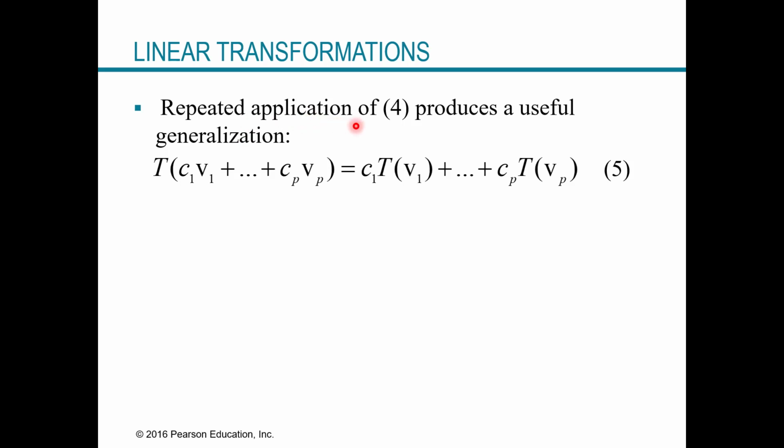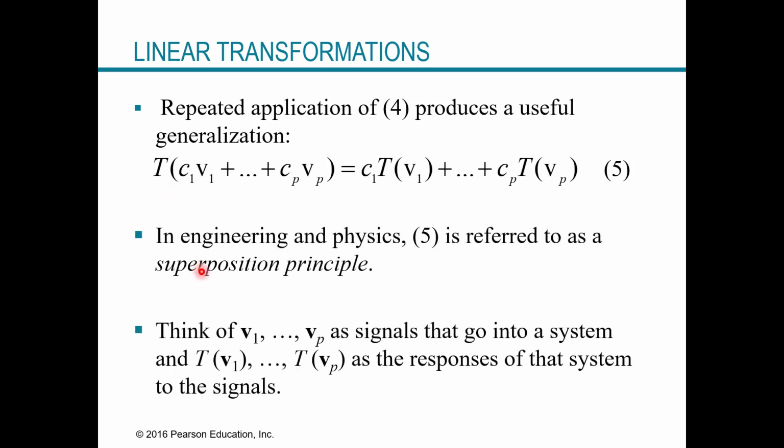And so a repeated application of 4 produces this useful generalization. So this is our generalization. And then this is actually called the superposition principle. And so one way you can think about this is think of the vectors v1, v2, and so on as signals that go into some system. And then when you apply T, your transformation, to those vectors, that's going to be the responses of the system to those input signals.